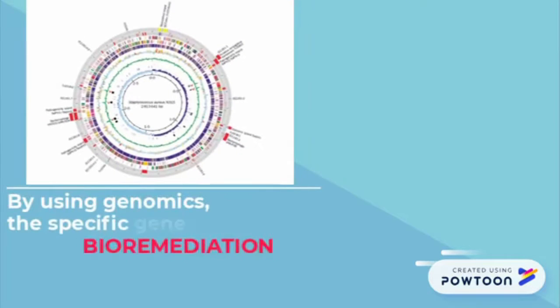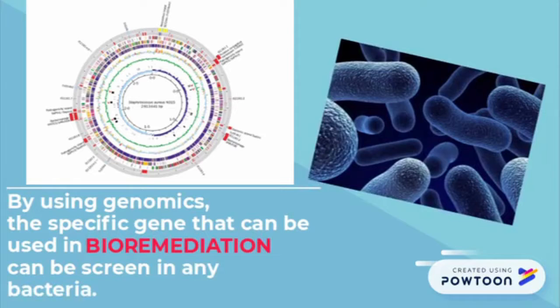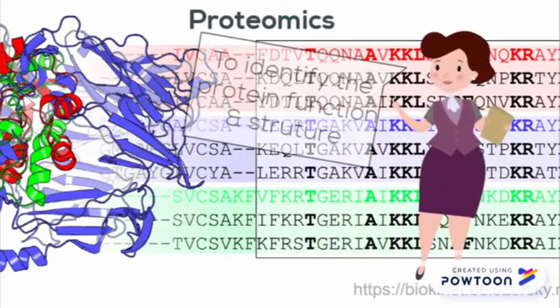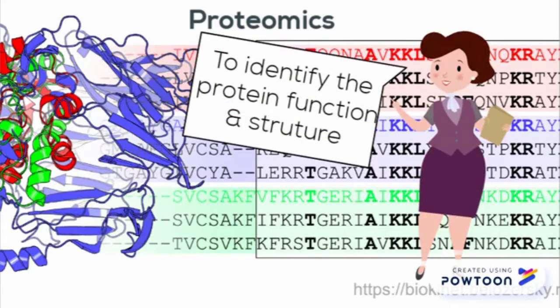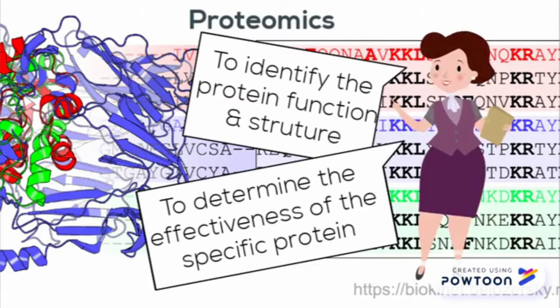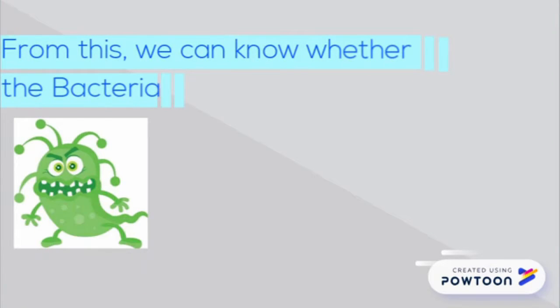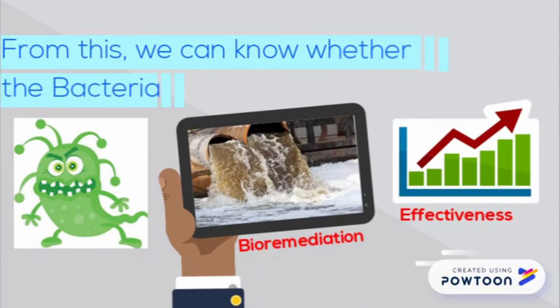By using genomics, the specific gene that can be used in bioremediation can be screened in any bacteria. Proteomics can be used to identify the protein function and structure to determine the effectiveness of the specific protein in bioremediation. From this, we can know whether the bacteria can be used in bioremediation and the effectiveness without even performing any trial and error experiments.